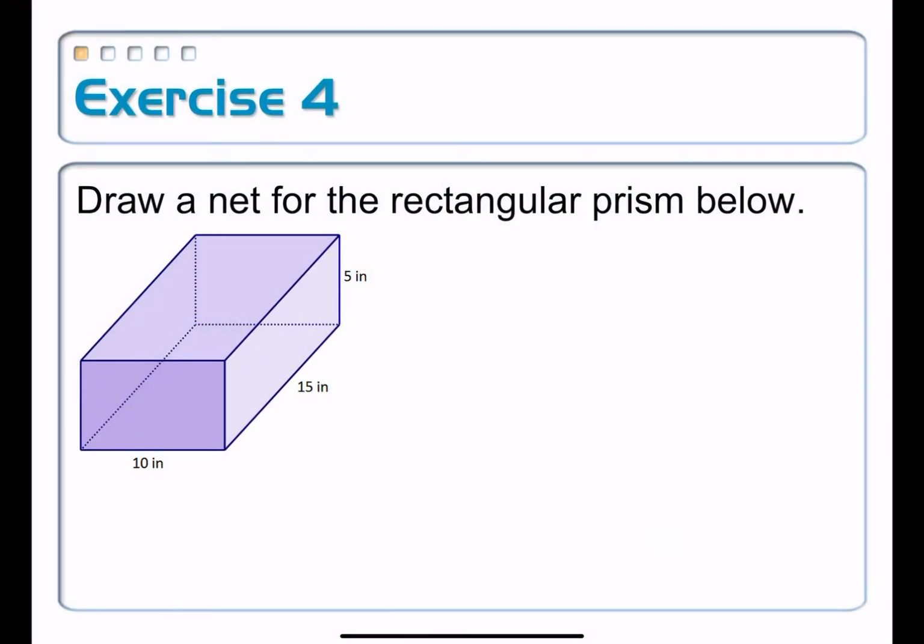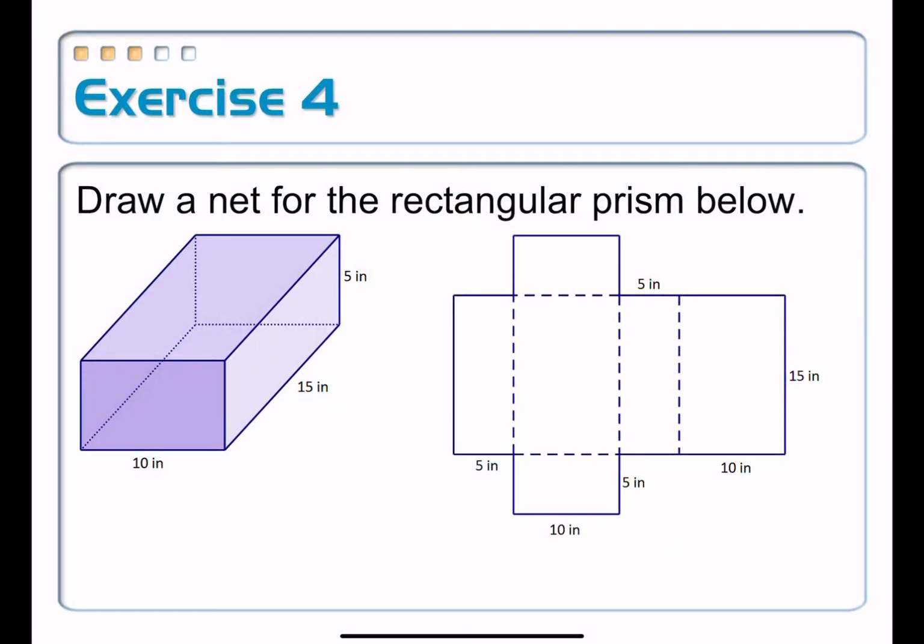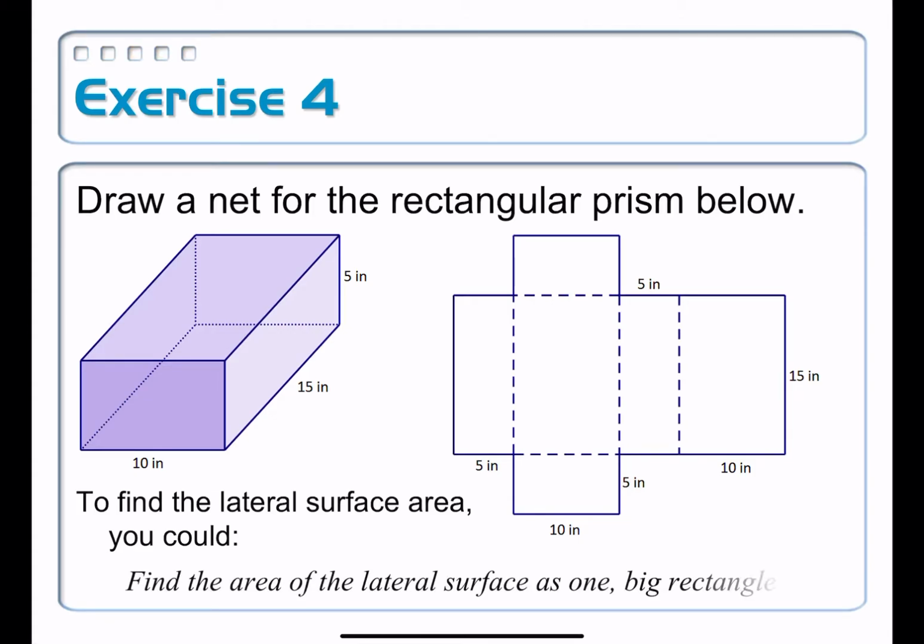Let's take a look here. So here's a better copy of the net. And now what I'm going to do is just match up some little pieces. If I wanted to find the lateral surface area, again, I could add up each individual rectangle, or just think of that middle big rectangle as the lateral surface, just one rectangle, and find the area of it.